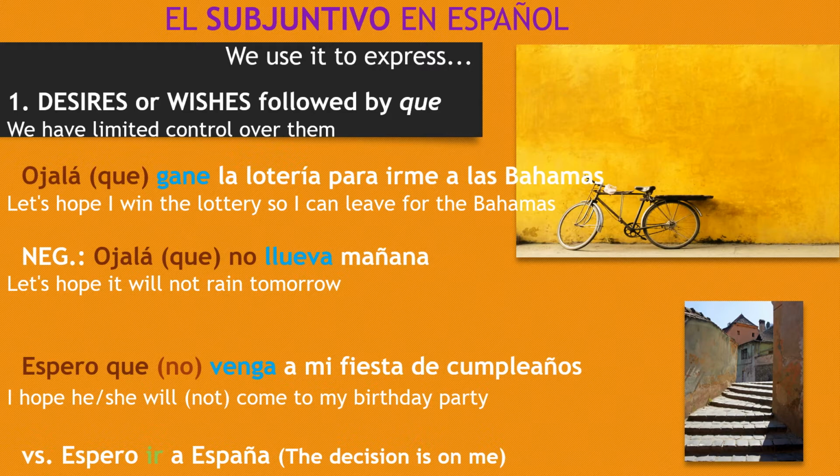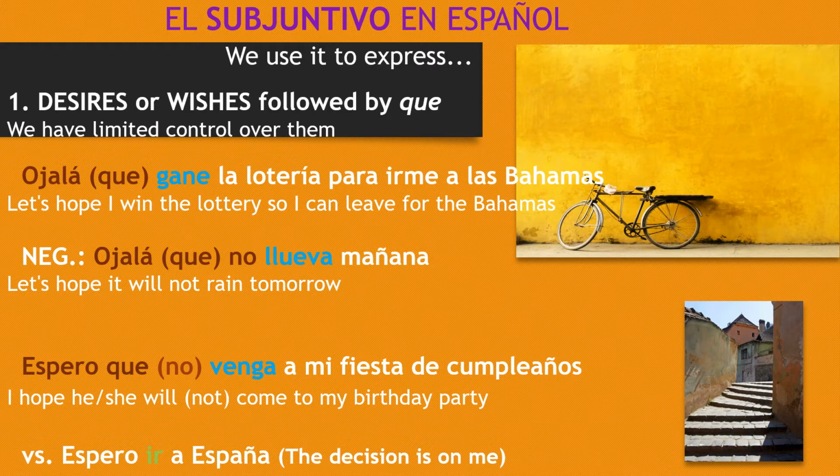For example, let's look at the first sentence. Ojalá que gane la lotería para irme a las Bahamas. So let's hope, that's what ojalá means. Let's hope I win the lottery so I can leave for the Bahamas. Here it's not the present tense indicative, it's that gane, okay? Ganar, to win, AR verb. If it was the indicative, it would be gana. That would be your regular ending, because the subjunctive is that E, okay? Specific to the subjunctive first person singular.